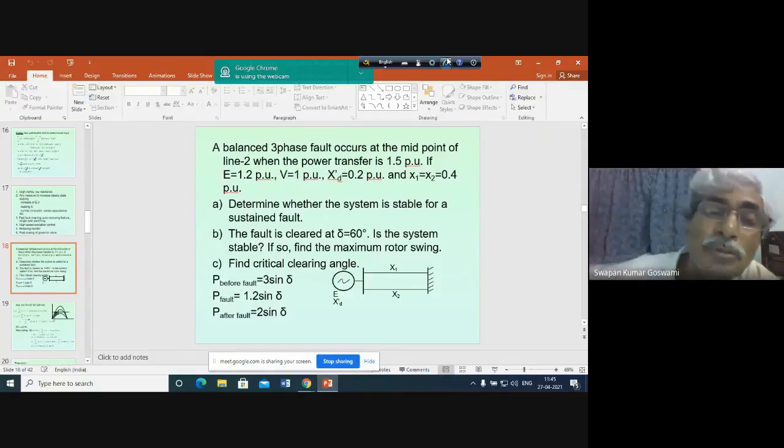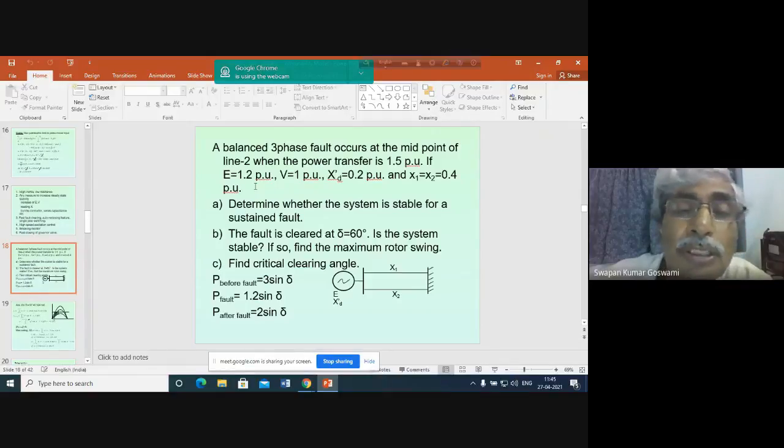We are considering that voltage to be fixed because we are considering the field current to be fixed. So the induced EMF is fixed, and the internal reactance of the generator is 0.2 per unit, which is the transient reactance. It is given that x1 and x2, the double circuit lines, both have a reactance equal to 0.4 per unit.